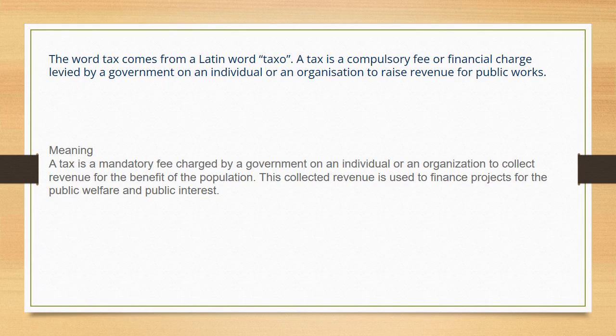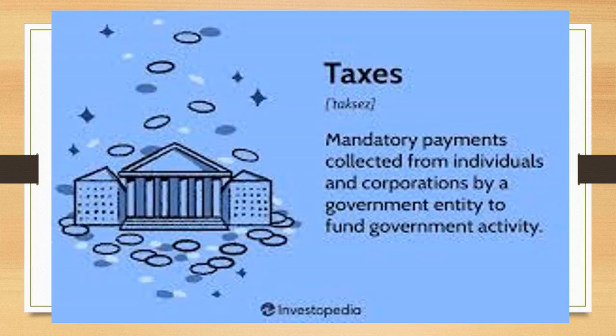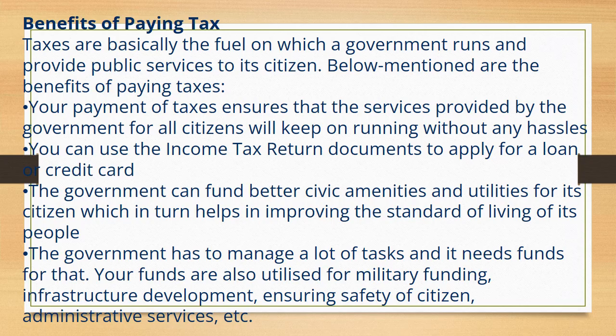The word tax is from the Latin taxo. A tax is a compulsory payment to the government by an individual or an organization to raise revenue for public work. If any government meets the highest expenditure, they collect only the tax. So tax is a compulsory payment, also meaning a mandatory payment collected from individuals and corporations by a government entity to fund activity.